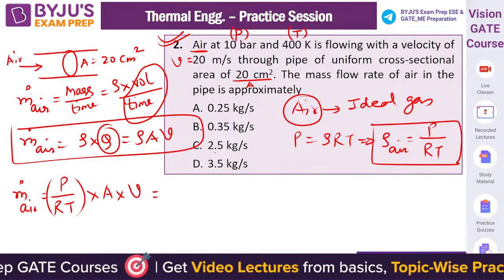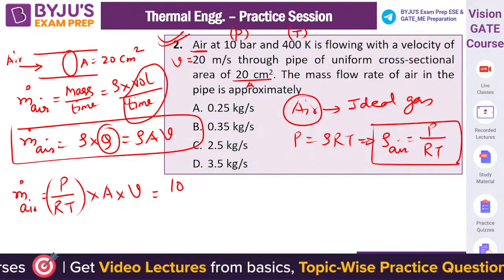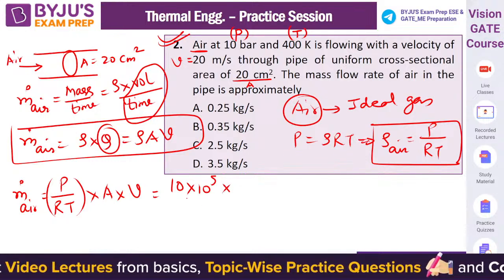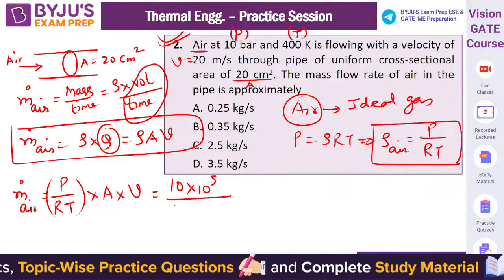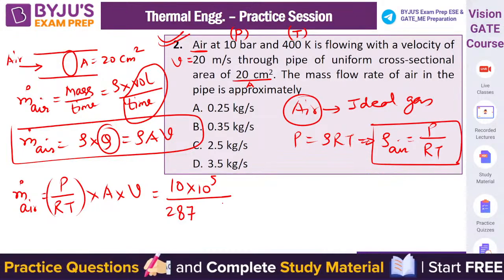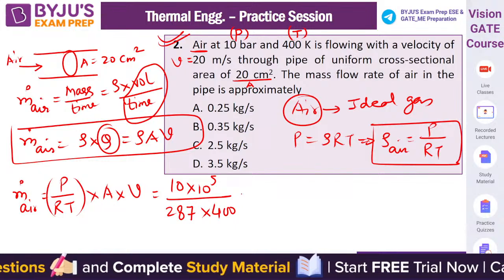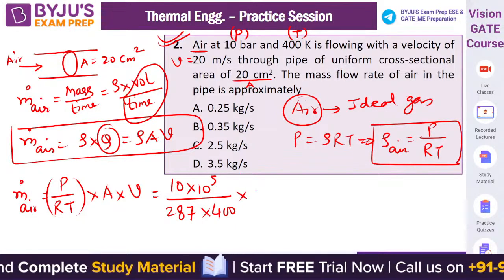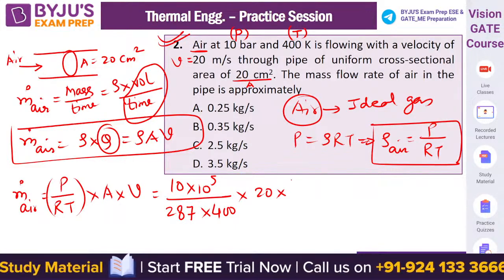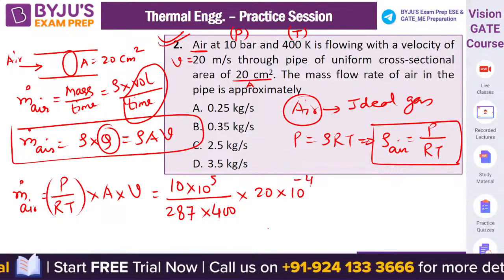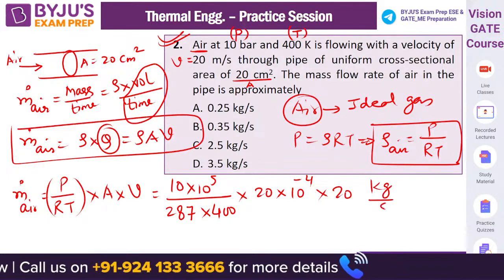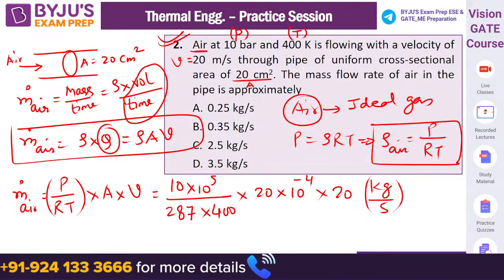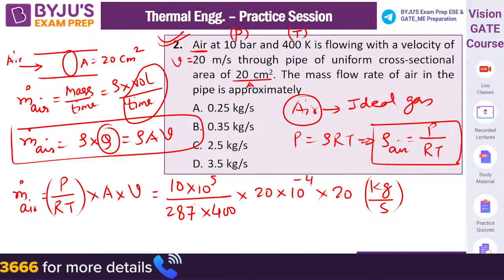Put all the parameters in their SI unit. 10 bar means 10 into 10 to the power 5 Pascal, upon R. R for air is 287, into T is 400, into area 20 centimeter square. So convert it into meter square, 10 to the power minus 4, into velocity, that is 20. That will be the answer in kg per second. Can you solve it and let me know the answer?